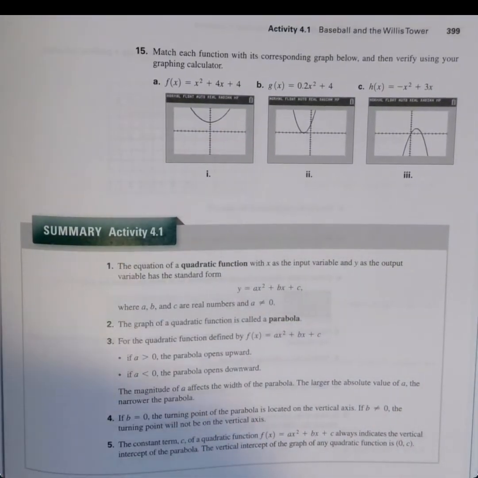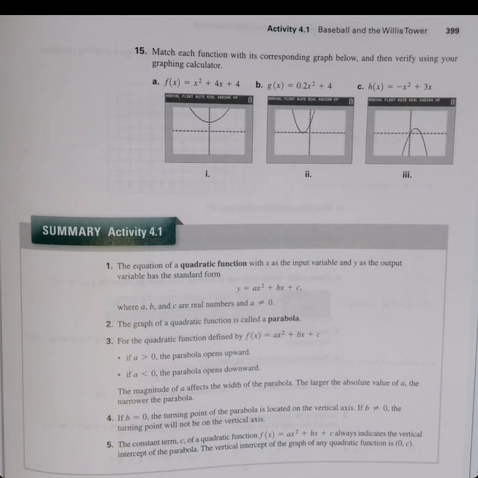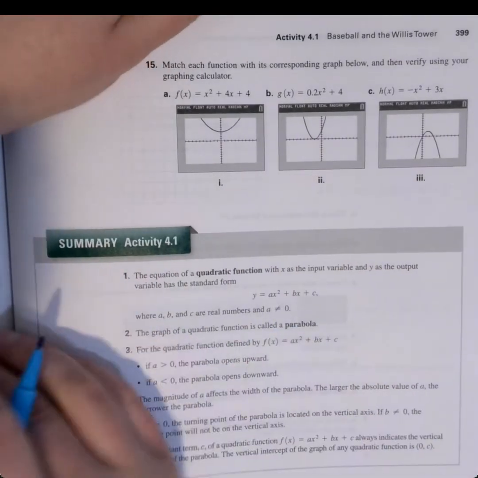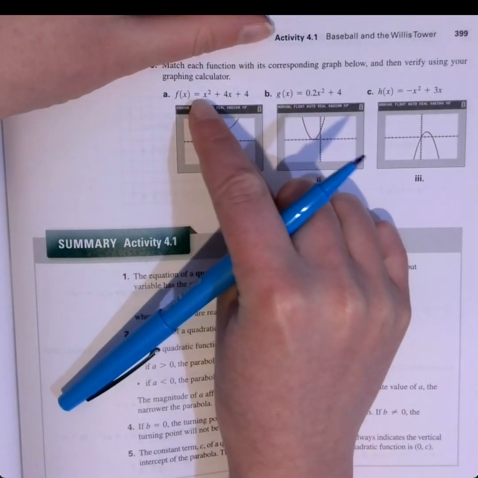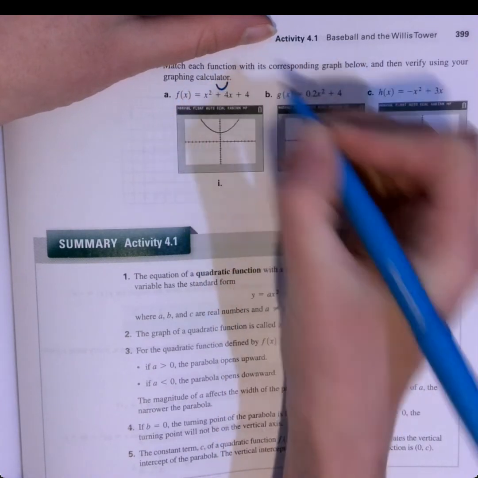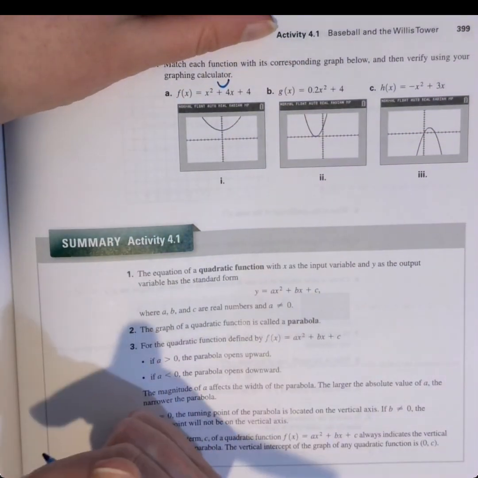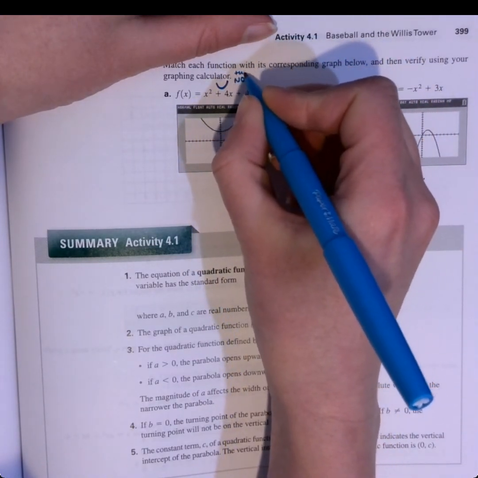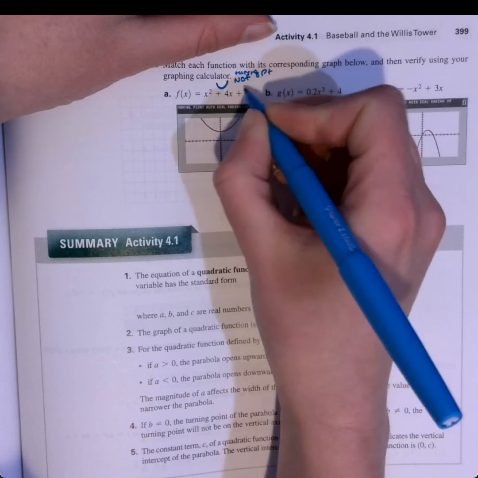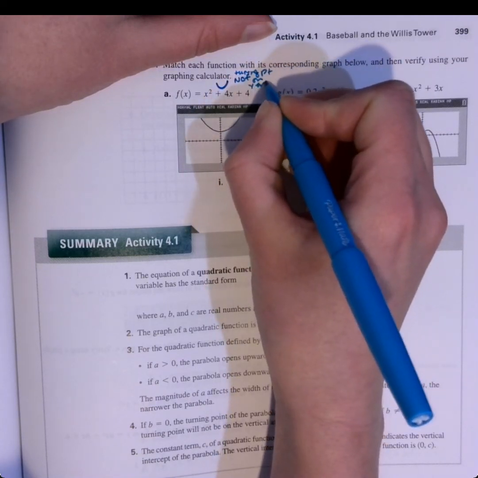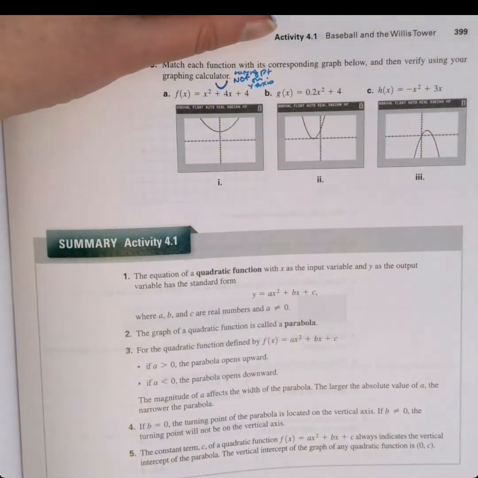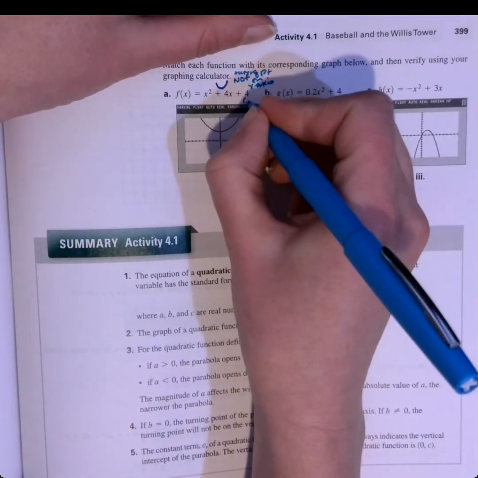Okay, and then number 15, match each function with its corresponding graph below, then use your calculator to verify. Okay, so I'm going to use what I know about these functions. First things first, in this first function, there's a positive a value, so I know that this thing faces upward, so it's not that one. I also know that the turning point is not on the y-axis because of the 4. So I also know that it has a vertical intercept of 0, 4.